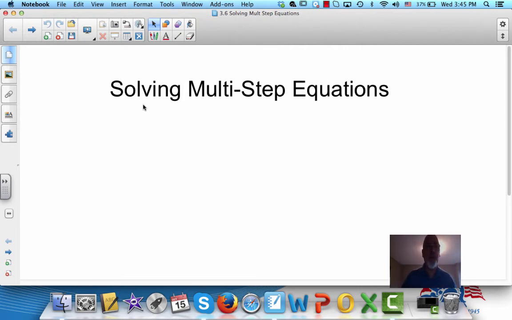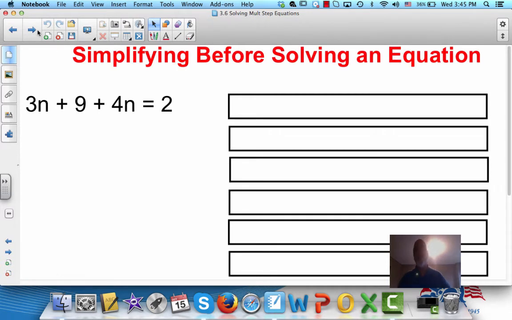Solving multi-step equations. You've been solving one-step equations and two-step equations, and now we're going to be moving on to solving some that have more than two steps. So the first one we're going to be doing is simplifying the equation before you solve it. Okay? If you look at this one, we've got 3n plus 9 plus 4n equals 2.